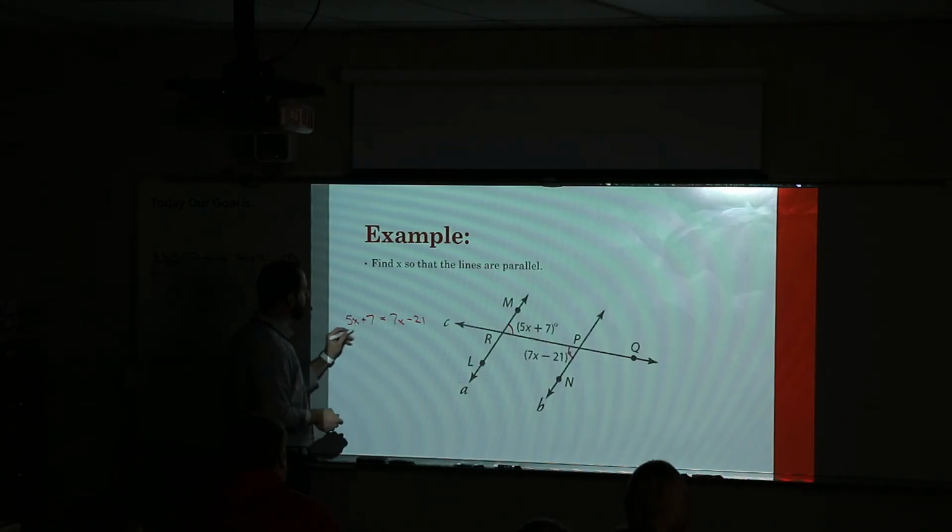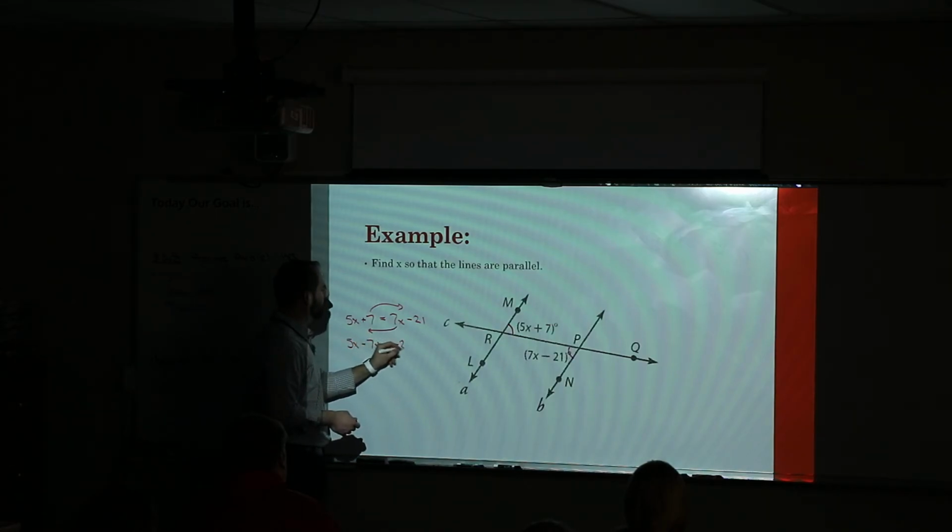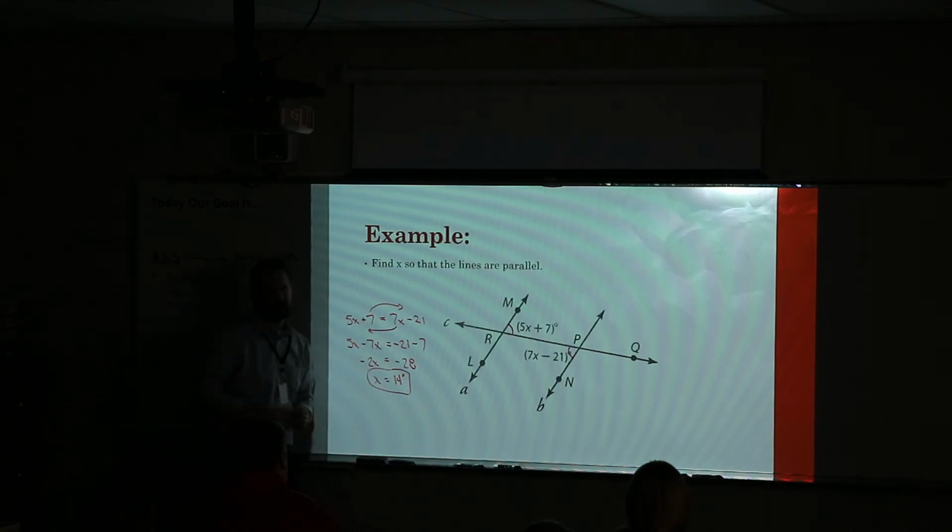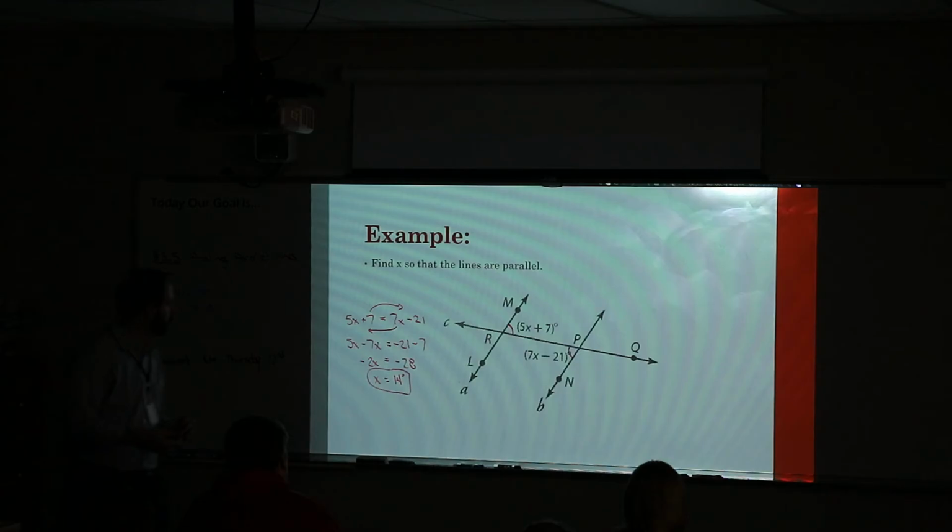So I solve by moving the x's around and the numbers around. I subtract the 7x over, and subtract the 7 across. That makes negative 28. This makes negative 2. And I can divide and get 14. It's possible because you divide by a negative. Okay, make sense? Now again, if they wanted you to find a certain angle there, plug it in.